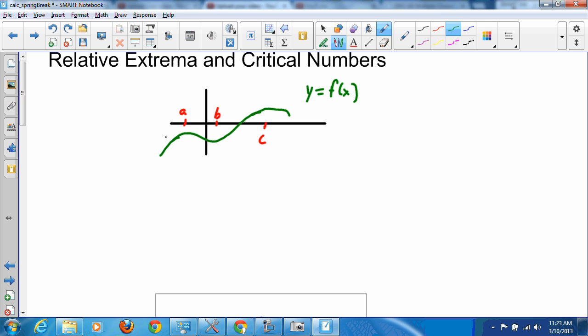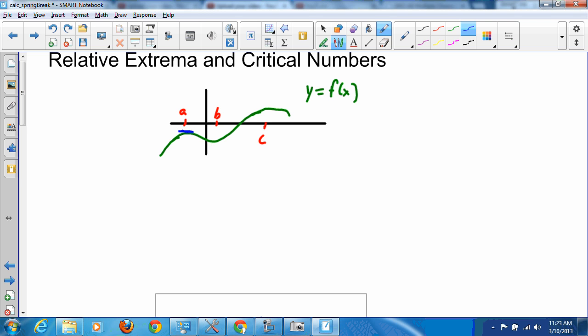So what I've done is just sketched a simple function here, and I want to describe the derivative of this green function, y equals f of x. The first thing I'd like to point out is that let's identify a couple of key points. First of all, here you can see that at point A it has a horizontal tangent, so the slope of the tangent line is 0 right here.